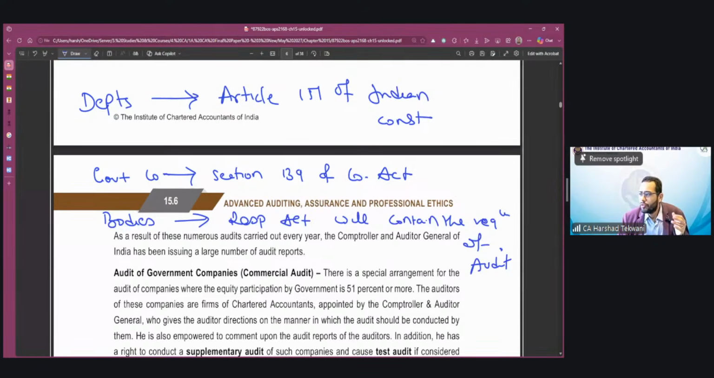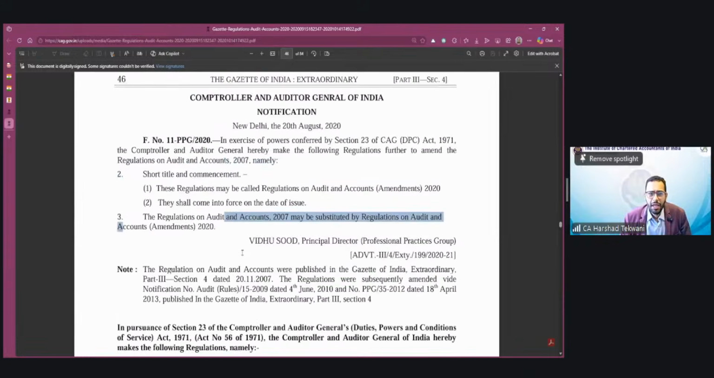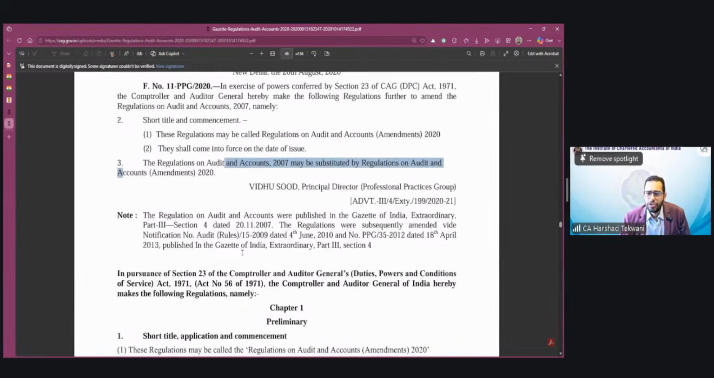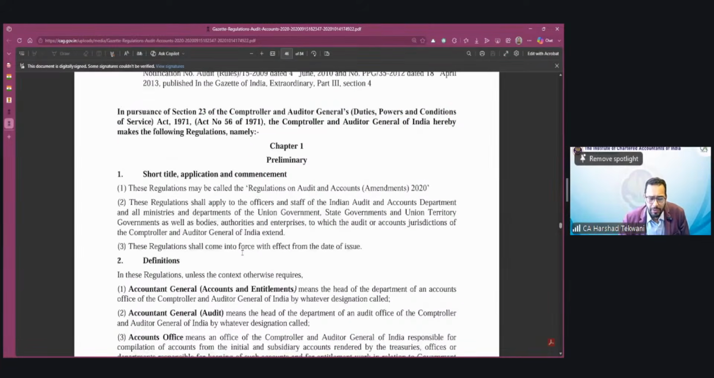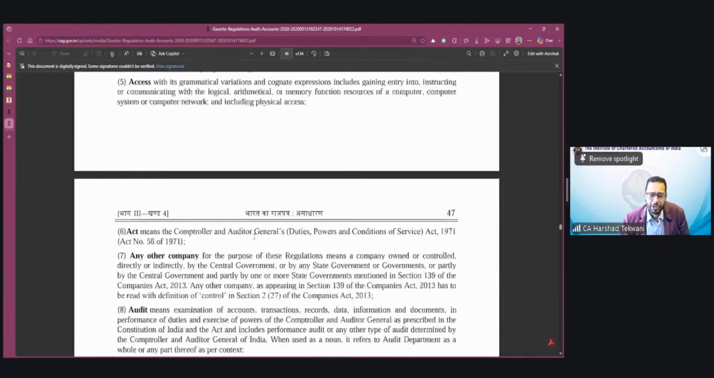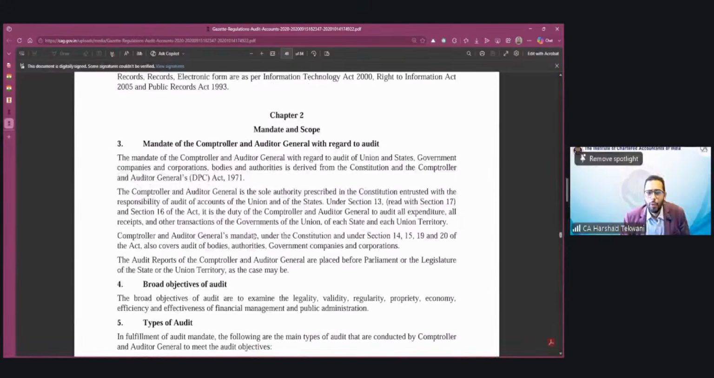See, there is something called the Regulations on Audit and Accounts 2020. Basically these are the Regulations on Audit and Accounts Amendment 2020. So these are the new amendment regulations. Now what do these regulations talk about? They provide a lot of things with respect to the audit done by the CNAG.